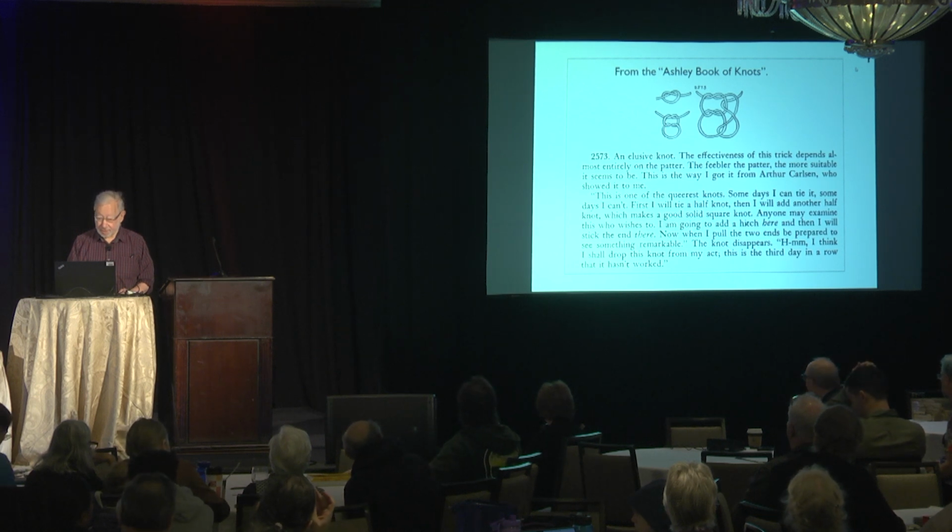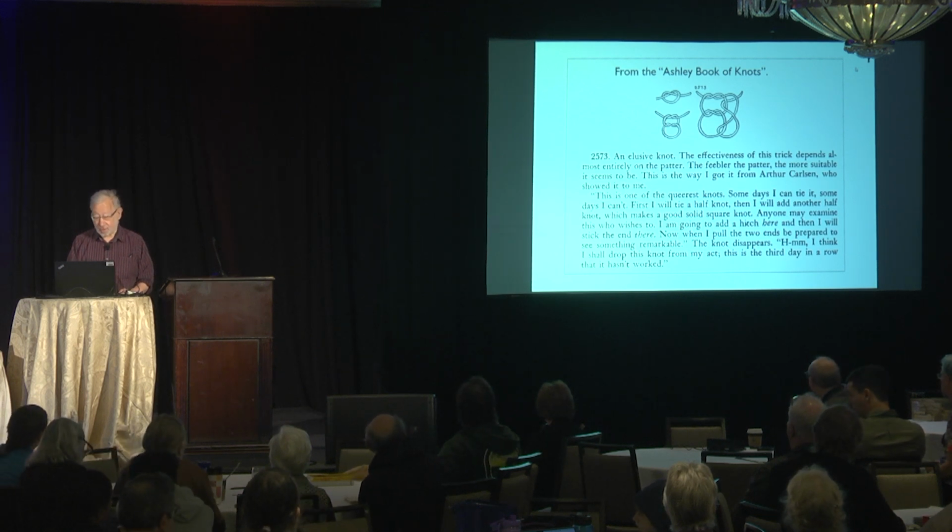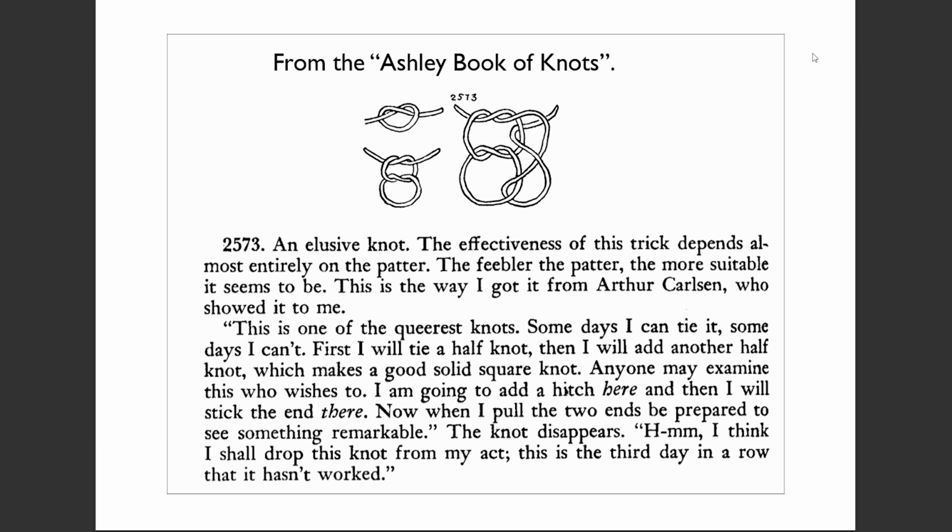If you are reading, you find this is one of the queerest knots. Some days I can tie it, some days I can't. First I will tie a half knot, then I'll tie another half knot, which makes a good solid square knot. Anyone may examine this who wishes to. I'm going to add a hitch here, and then I will stick the end there. Now when I pull the two ends, be prepared to see something remarkable. The knot disappears.